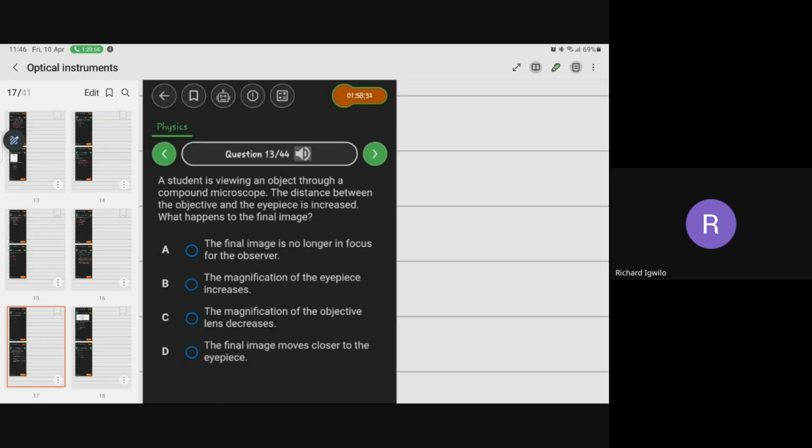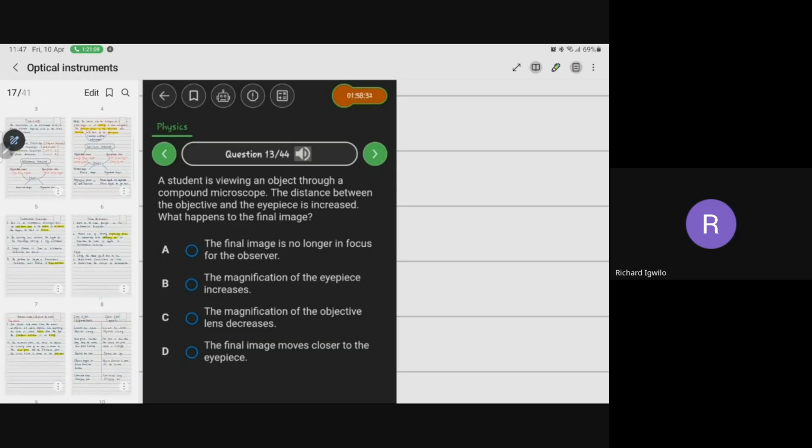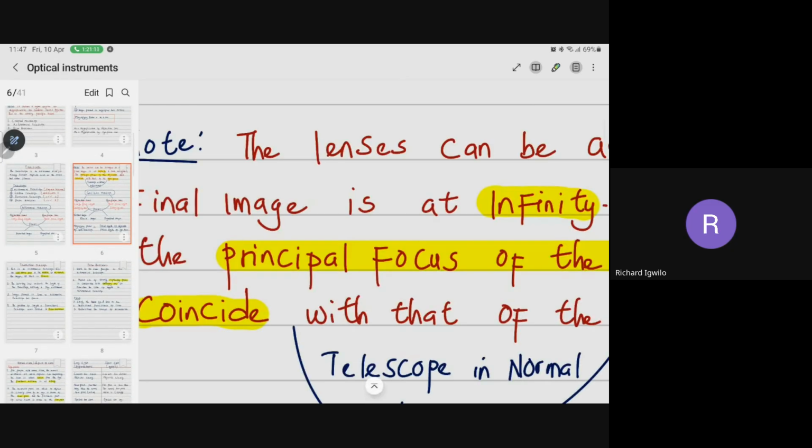All right, so let's go ahead and solve that question then. The final image is no longer in focus for the observer. What happens to the magnification if the distance between the object and the focal length is increased? Now remember what I gave you here. Let's go back to that formula, right? I know some of you might not be able to connect what I'm saying, all right?